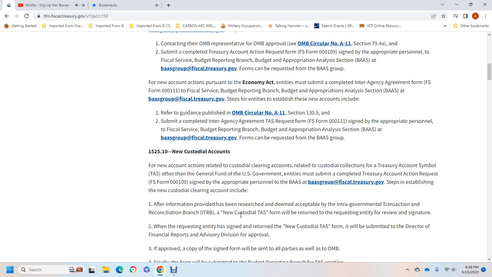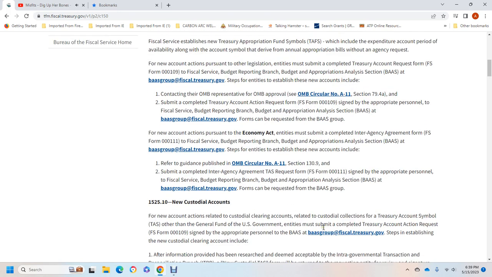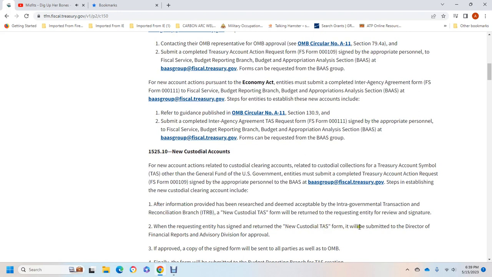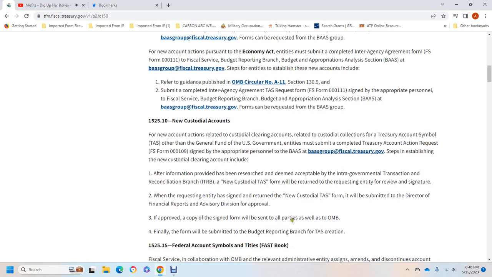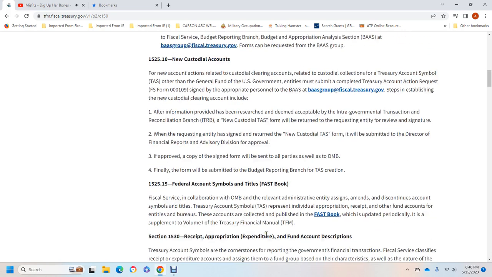Steps in establishing new custodial clearing accounts include: after information is provided with the research and deemed acceptable, the Intergovernmental Transaction Reconciliation Branch reviews the new custodial Treasury accounting symbol form and signs it. The new custodial Treasury appropriation fund symbol form is submitted with the directive of the financial report advisory for approval. If approved, the signed form will be sent to the parties as well as the Office of Management and Budget. Finally, the form will be submitted to the budget reporting branch for the Treasury appropriation symbol creation.